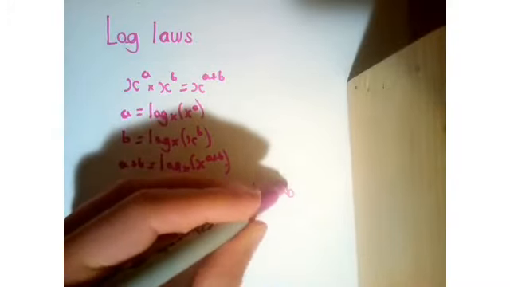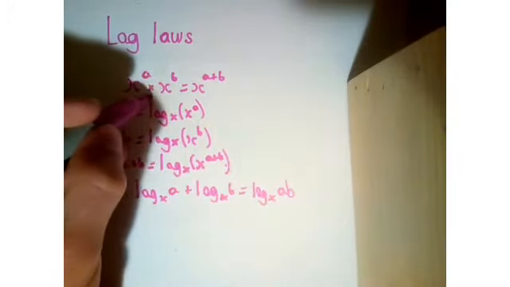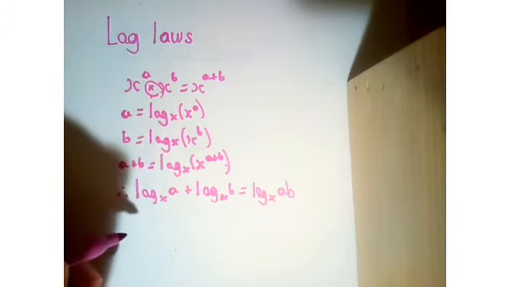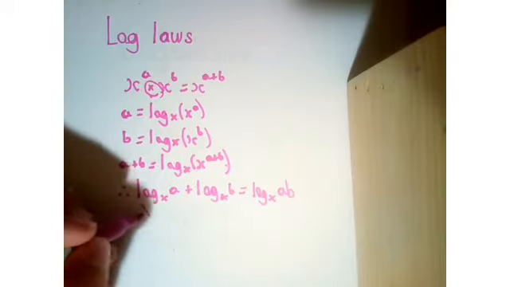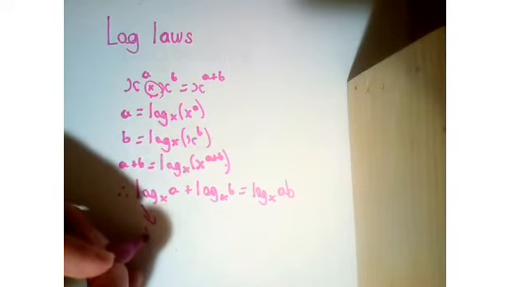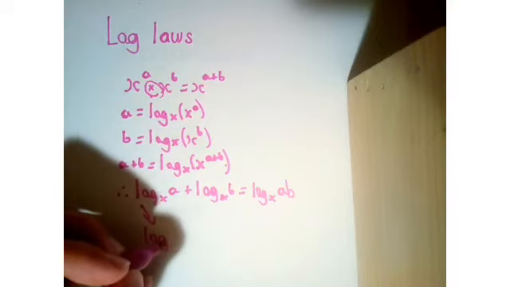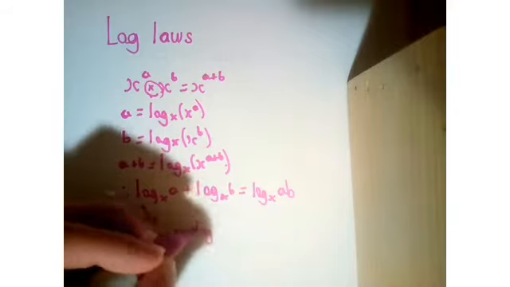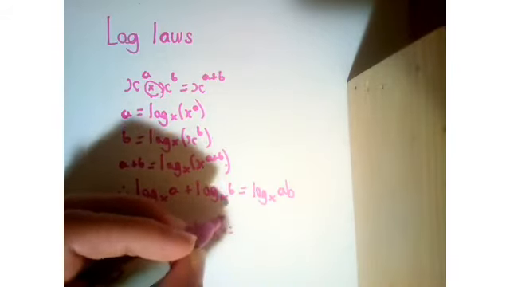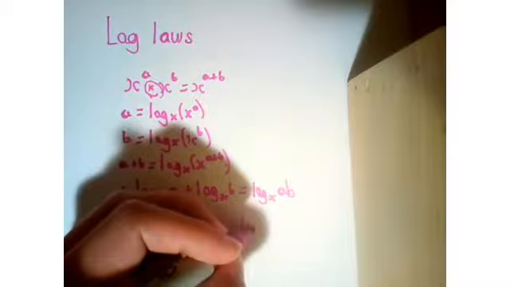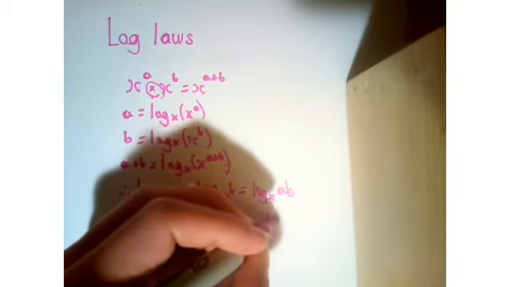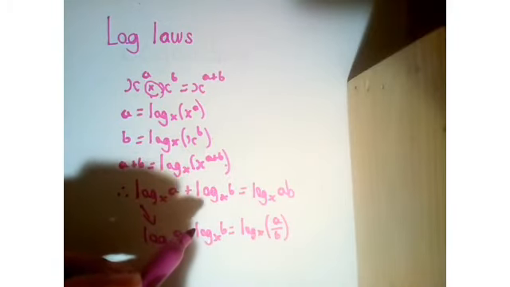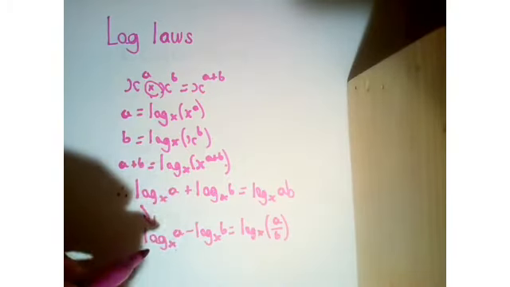And just as when we multiply we add the powers in index laws, when we divide, we subtract the powers. So we can say the same thing with logs. Because logs are essentially the powers, just written differently, when the logs are subtracted, the arguments are being divided. So log base x of a minus log base x of b is log base x of a over b.